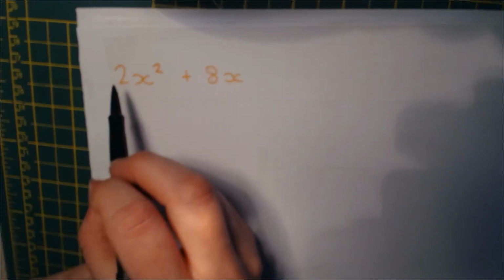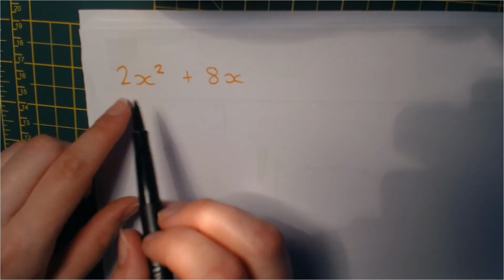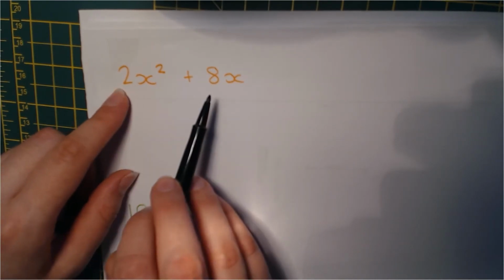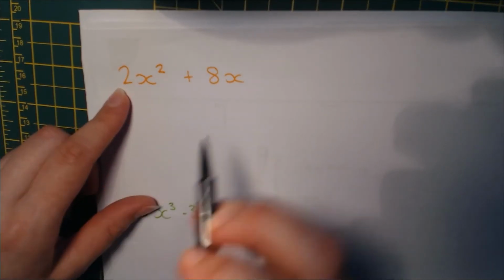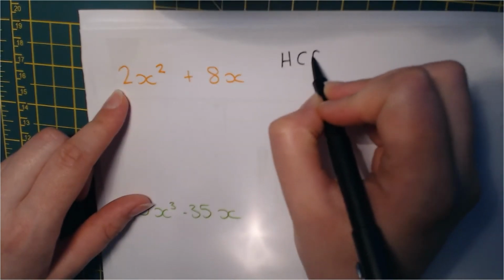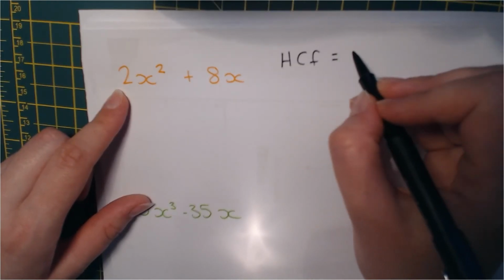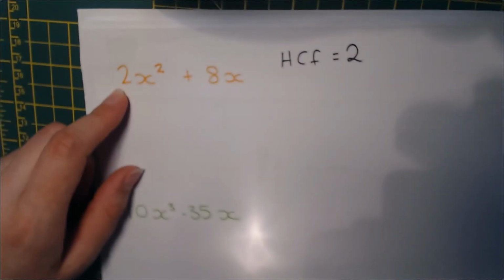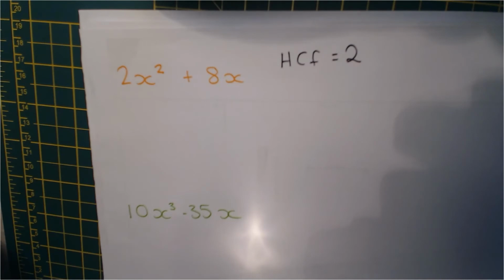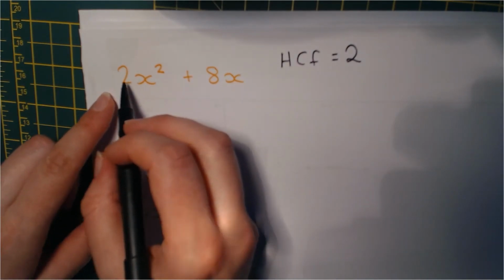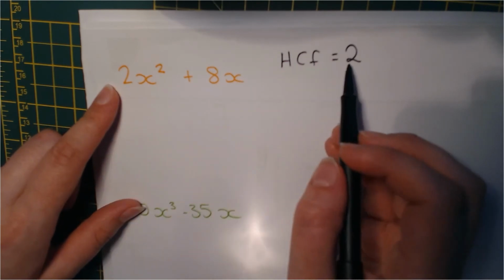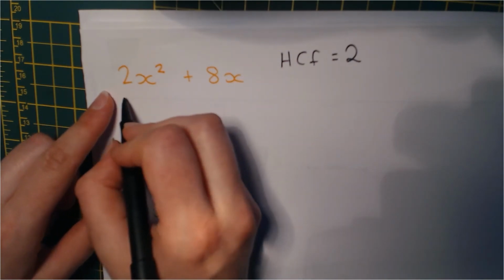So first of all, we're going to check what is the highest common factor of 2 and 8. What's the biggest number that goes into 2, which also goes into 8? I'll write it over here. The HCF of 2 and 8 is actually 2. Okay, so I'm going to rewrite these first of all with the 2 times something, like we did on the first one.